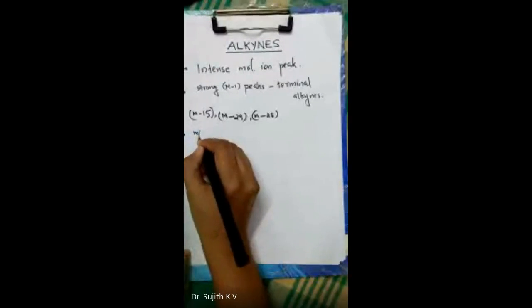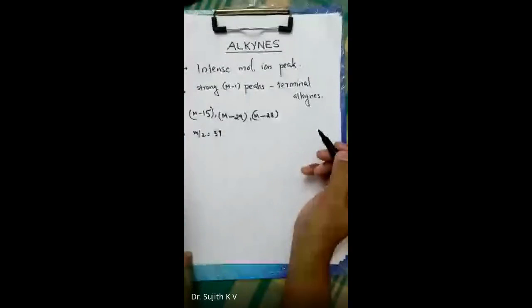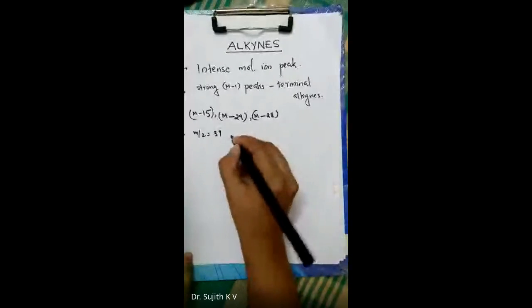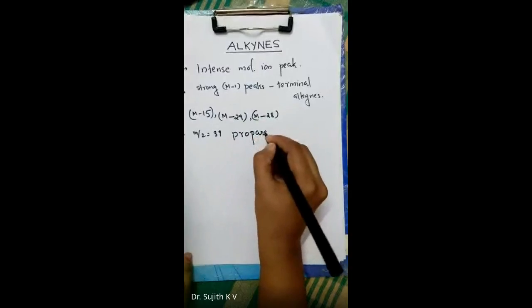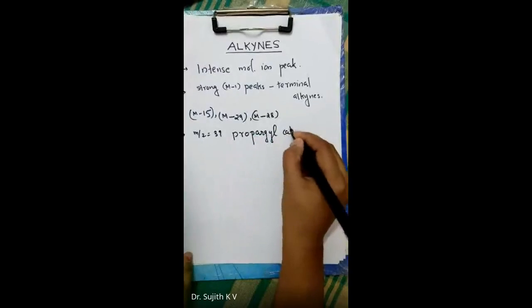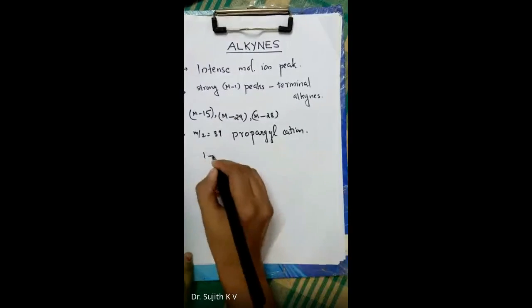and a peak at m/z equal to 39 is obtained due to the formation of propargyl cation. This is resonance stabilized. We can see the fragmentation patterns, all these things, by taking an example of 1-pentyne.